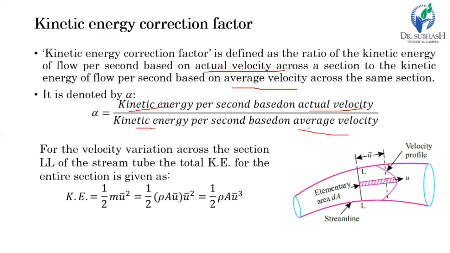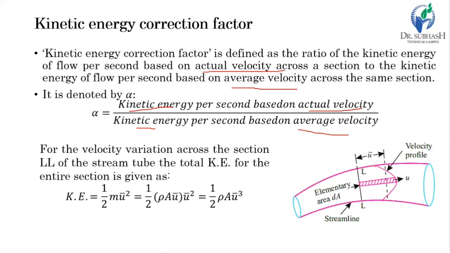Average velocity we have considered in most of the cases, but actually it differs. So let's consider one stream tube in which this is the streamline. Let's consider the cross section area LL, and across this cross section area the velocity profile is like this. So velocity varies from here to here, and as this is a stream tube, it is not necessarily a solid boundary. So here velocity is not zero.